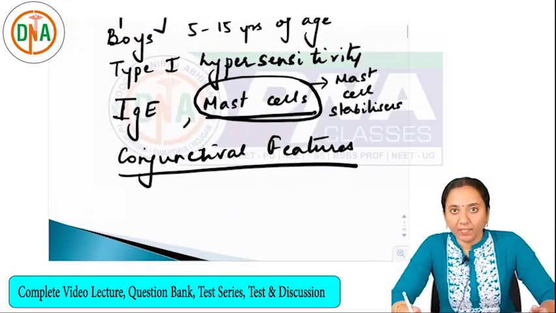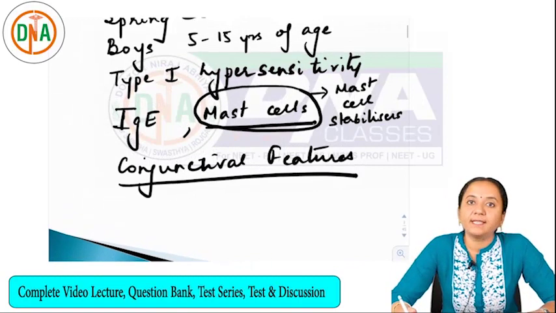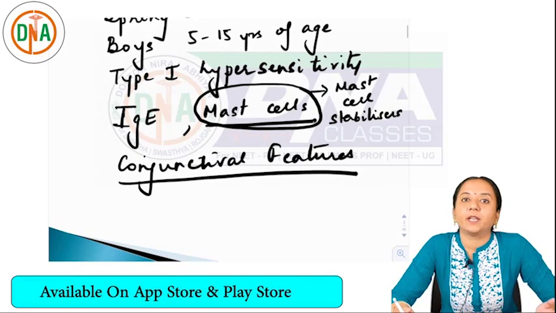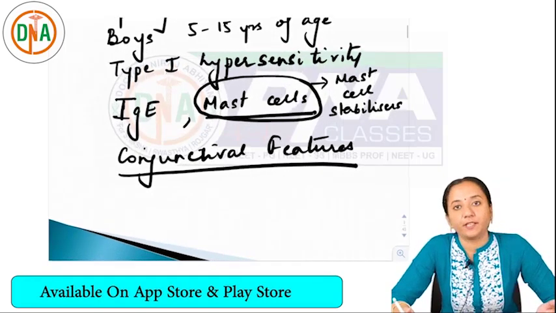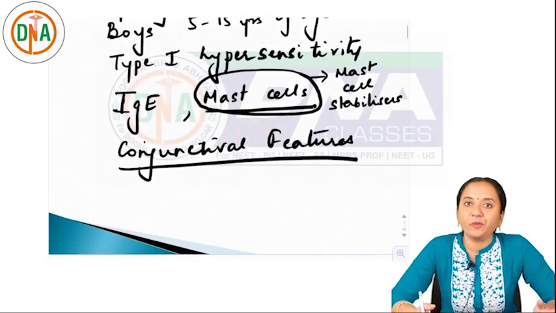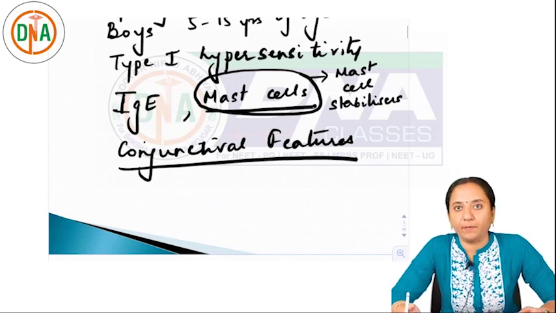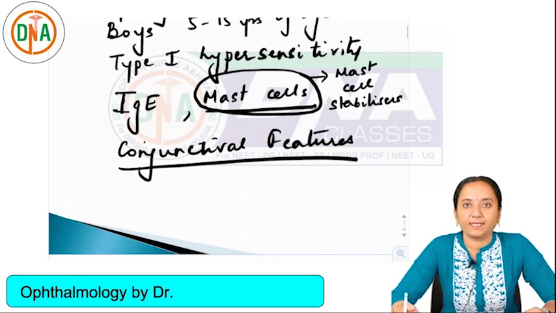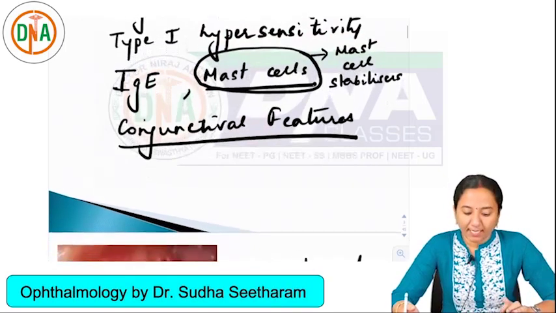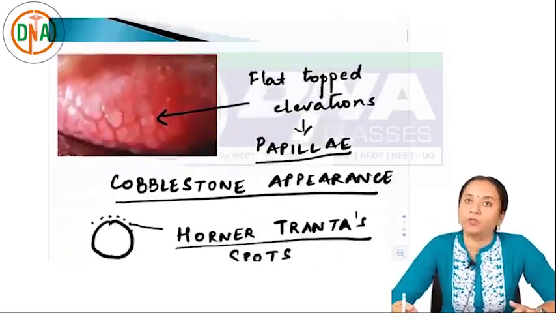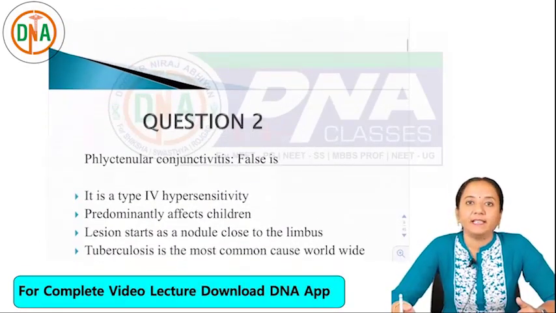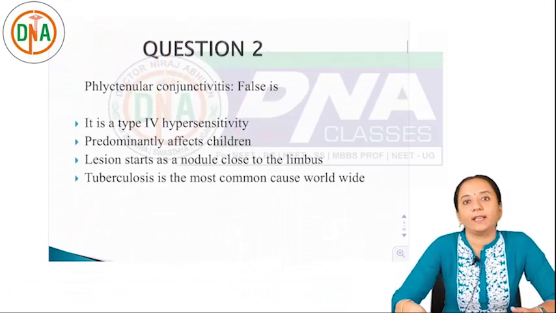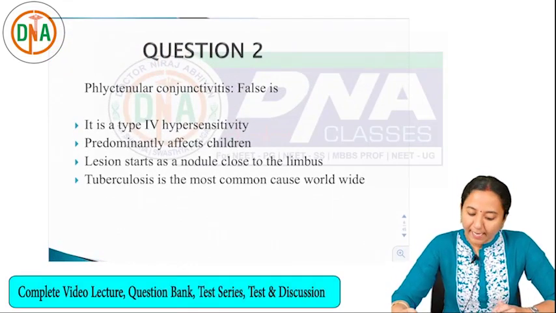If I go over it once more, the treatment of acute VKC starts with antihistaminics, then we step it up to steroids, then we step it up to topical cyclosporin if the patient does not improve. The prophylaxis of VKC is given with mast cell stabilizers because primarily mast cells are involved in its pathogenesis. So these are the things that we have to remember with respect to this question on vernal keratoconjunctivitis, which is a very important type of allergic conjunctivitis. Let's come to the next question.